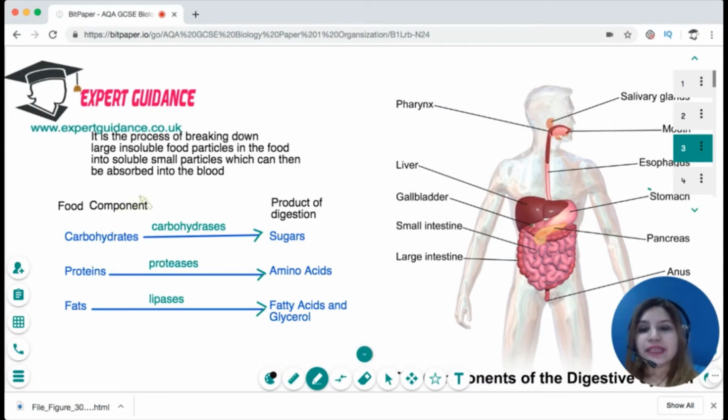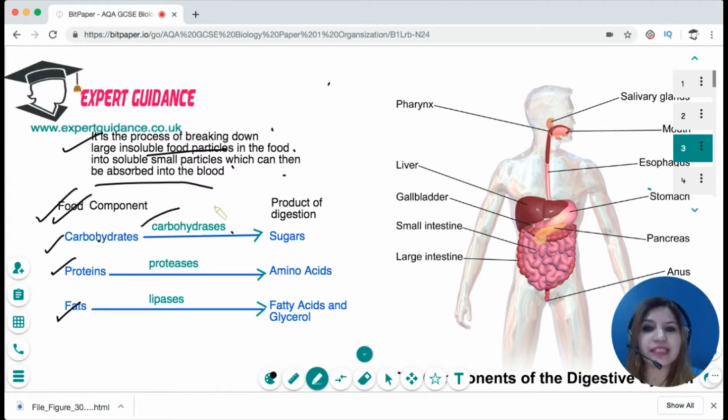Now, let us talk about digestion. What is digestion? Digestion is the process of breaking down large insoluble food particles in the food into soluble smaller particles which can then be absorbed in the blood and used up. Now, what are the bigger components present in the food? These are carbohydrates, proteins, and fats. The carbohydrates get digested by special enzymes called carbohydrases into simple sugars. Proteins get digested by proteases into amino acids, and fats are digested by lipases into fatty acids and glycerol.